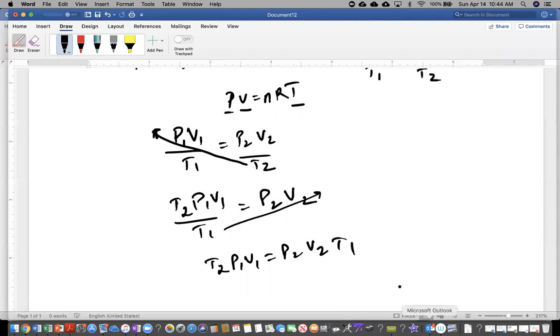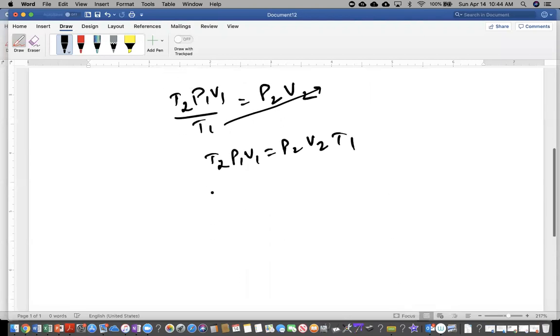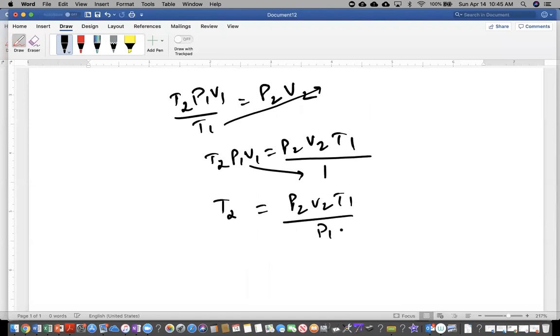Now my next thing is that I want to isolate T2. For that, what should I do? I should take this P1 V1 and bring it down here. You just divide both sides. So I should take this down here: T2 equals P2 V2 T1 over P1 V1. That's how you isolate it.